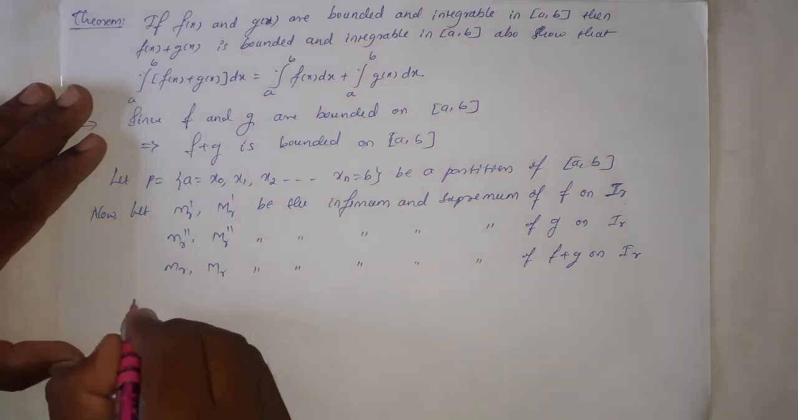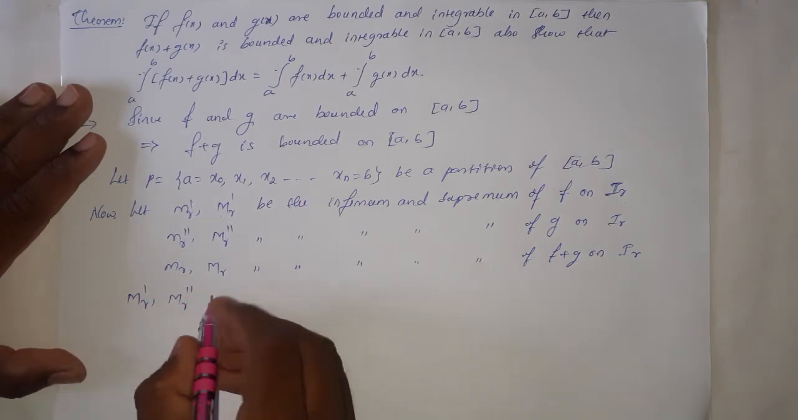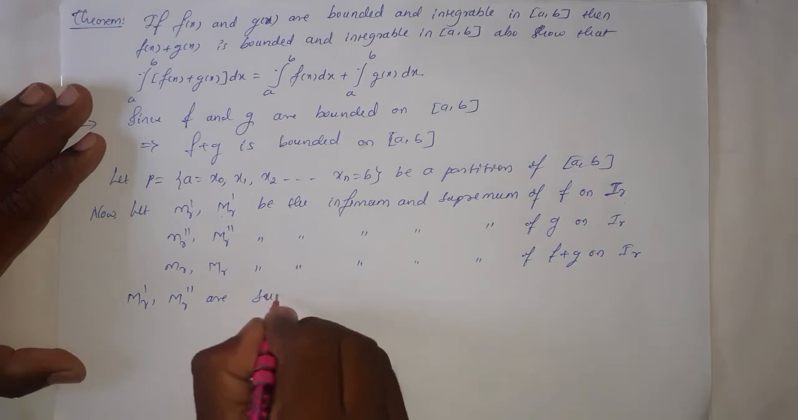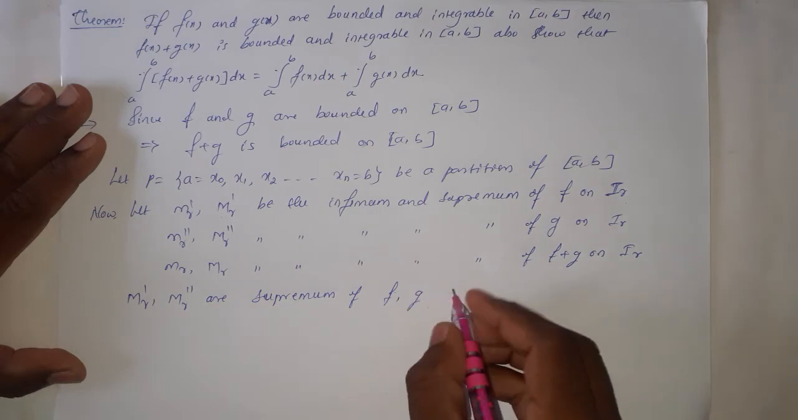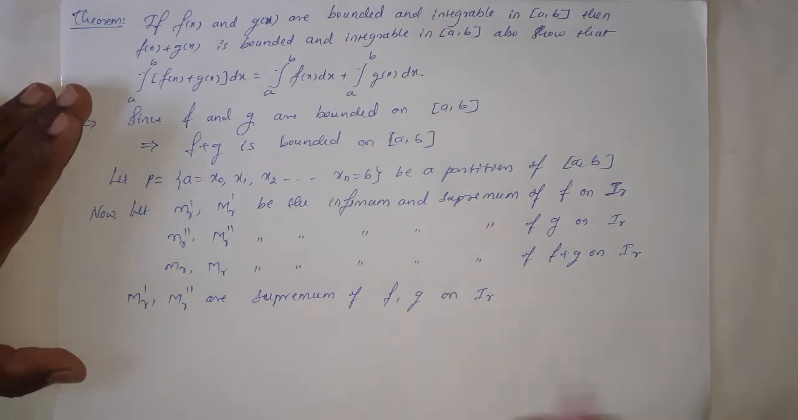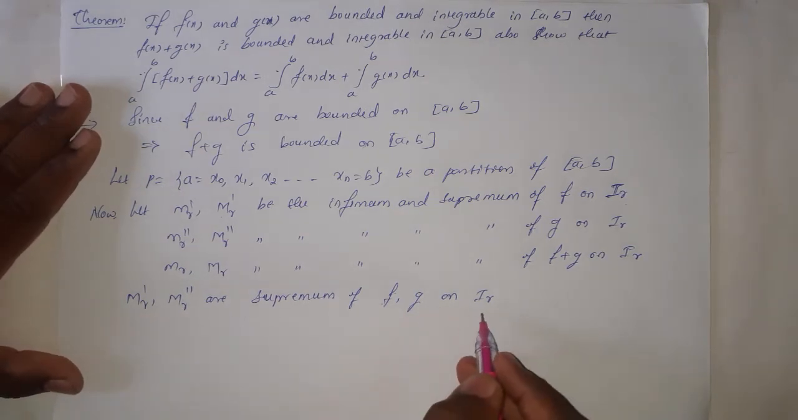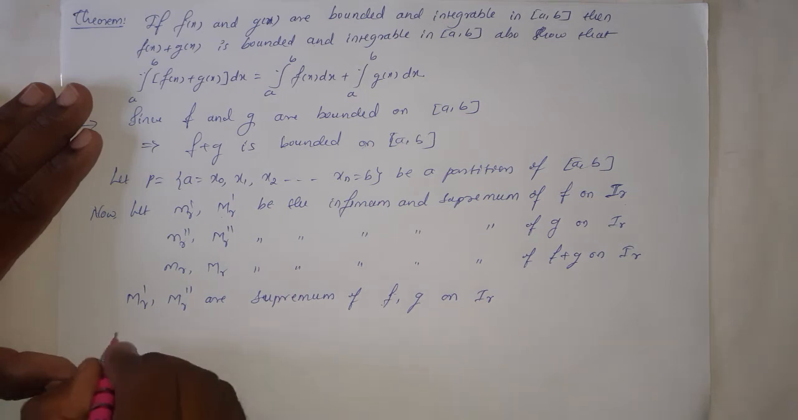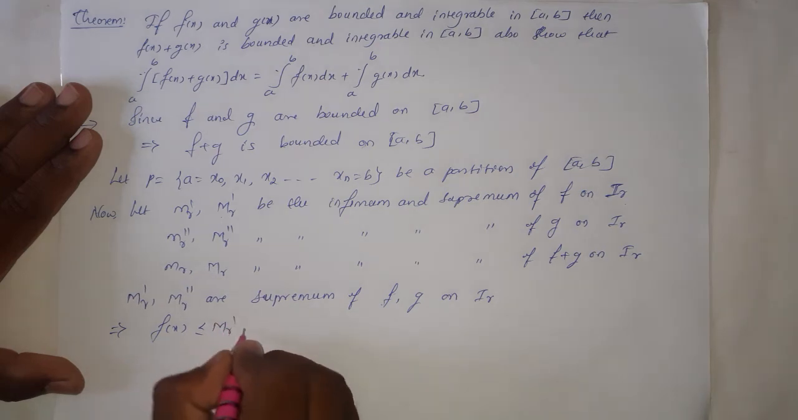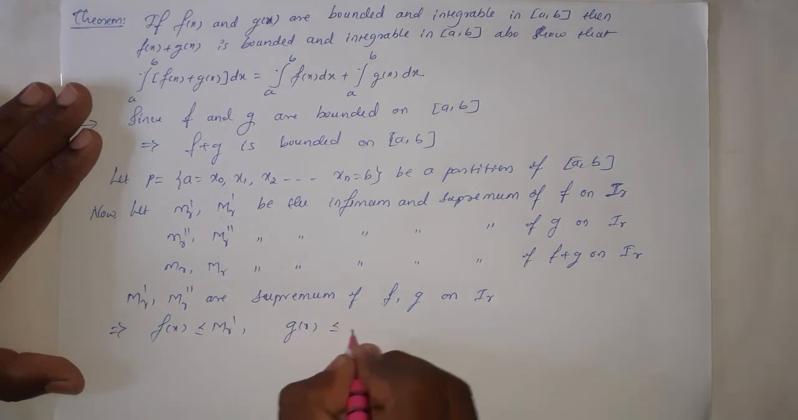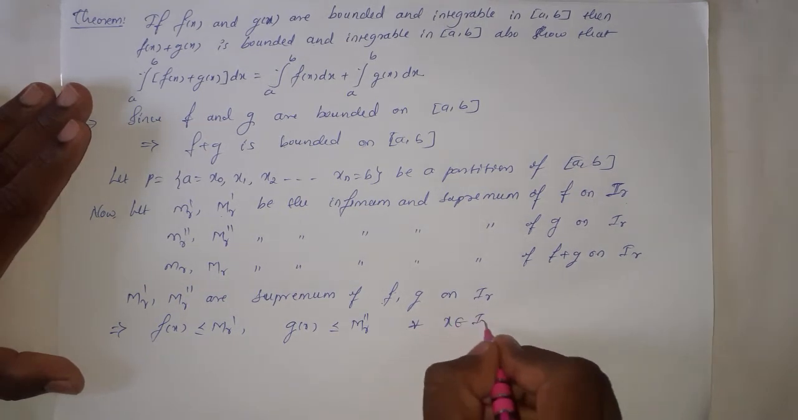Now, capital Mr dash, Mr double dash are supremum of f, g on IR. So, here these two are the supremums of the function f and g on the rth subinterval. Now, it implies that f of x less than or equal to mr dash and g of x is less than or equal to mr double dash. It is for all x belongs to the rth subinterval.